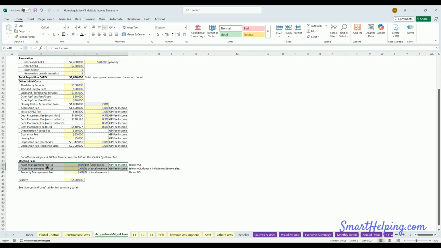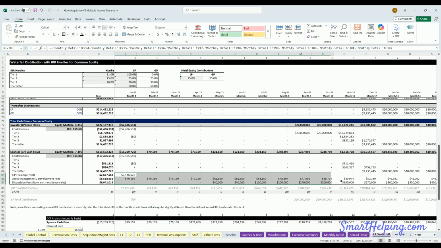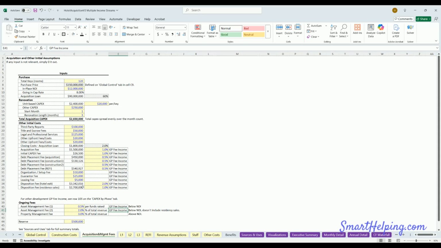Now for these two, just because they're below NOI, it still is part of the project cost, so it means it goes towards the minimum equity you're going to raise if you're raising between a GP and LP, and then whatever your contribution rates are between GP and LP, they'll contribute that amount, but it'll all end up flowing, as we see in our cash flow waterfall, as fee income to the GP. But it goes as a project cost. All right, so that's the acquisition and management fee section.